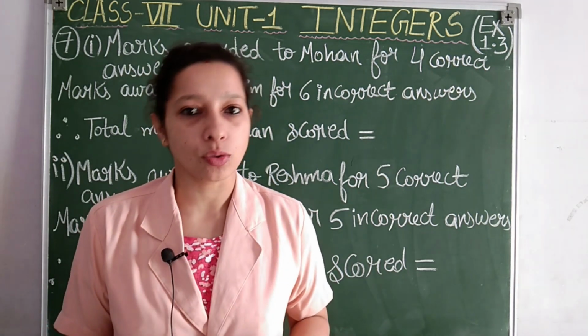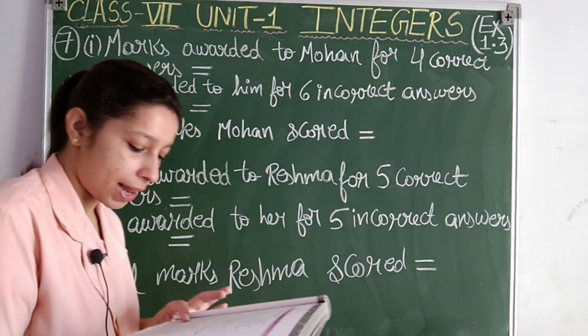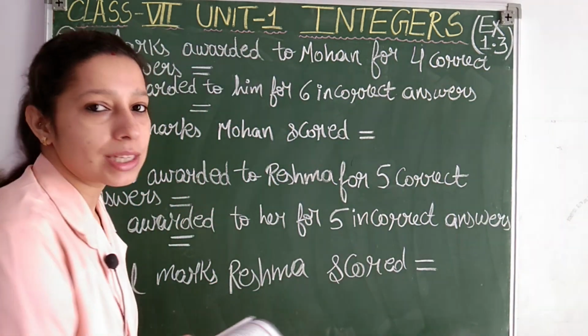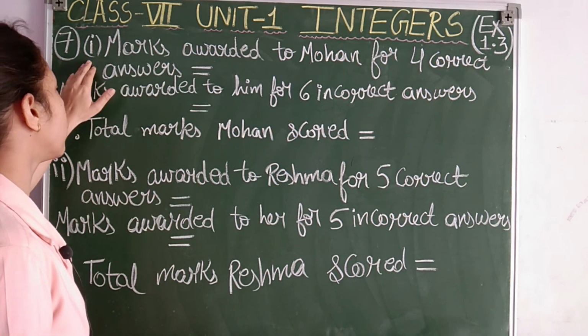One by one we are going to see each and every point. So here the first point states that Mohan gets 4 correct and 6 incorrect answers. What is his score? Let us see, students, what steps I have written for the first point.